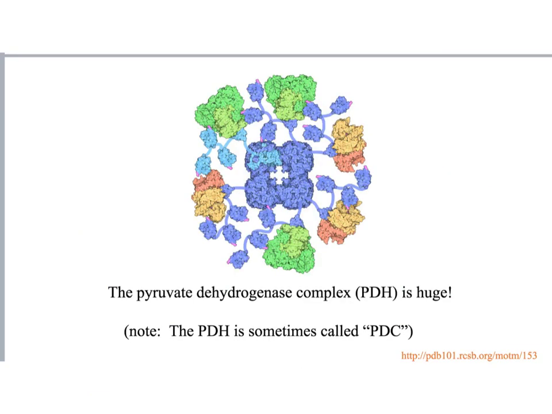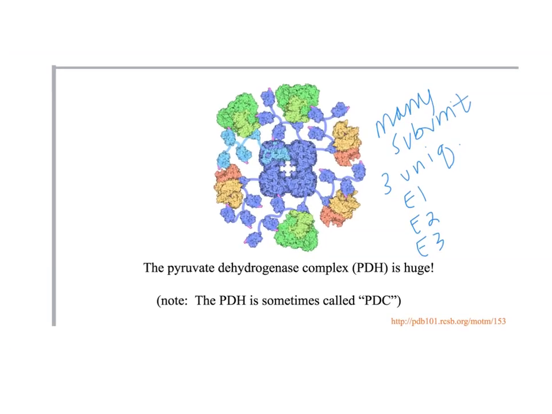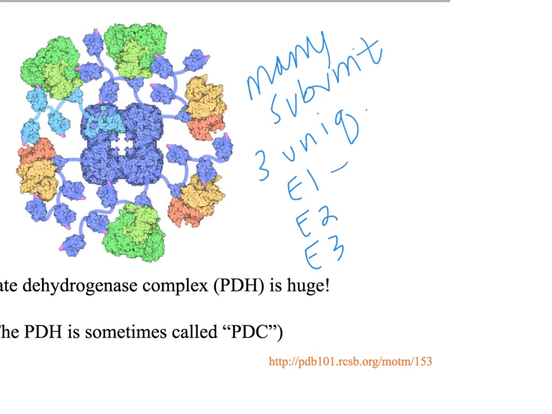Alright, so the PDC tends to make people's heads spin around and around because it's a ginormous enzyme, and it has many, many subunits. The reaction that it catalyzes happens in each of the unique subunits, there's 3 unique subunits, and then there are repeating ones of those. The repeating subunits are called E1, E2, and E3. And each of them has one or several unique coenzymes.